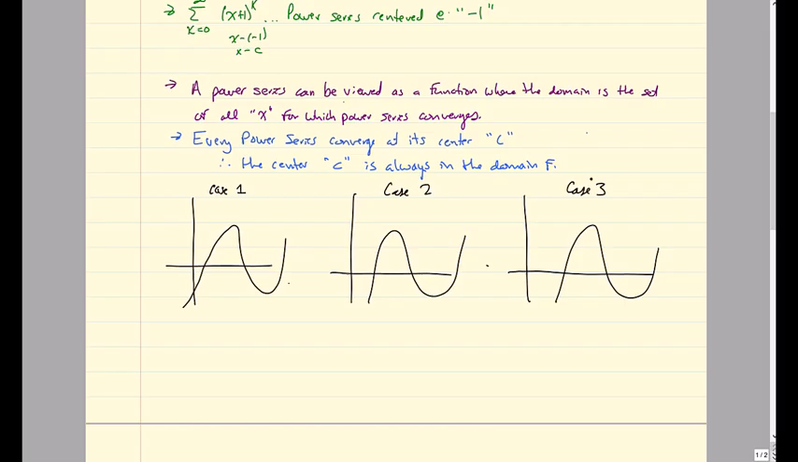For case 1, let's go ahead and mark our center right here at C. If I draw my best estimate, I can converge at its center right there just by drawing some horizontal line. So this is a case where it only converges at the center C. Okay, case 2, I could converge on an interval.